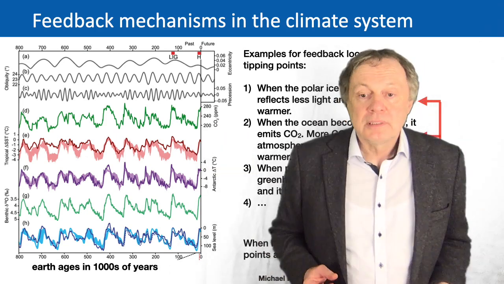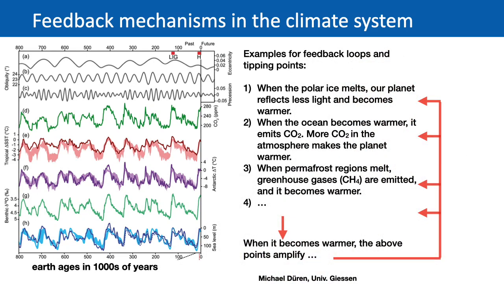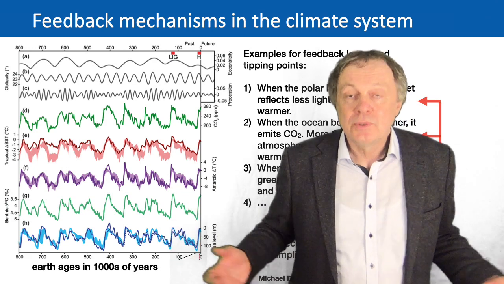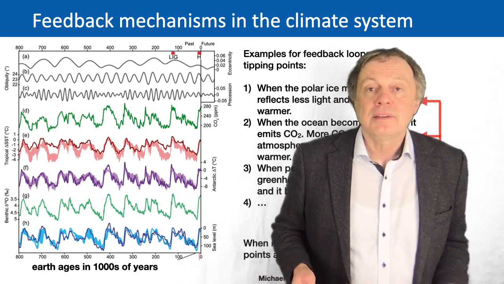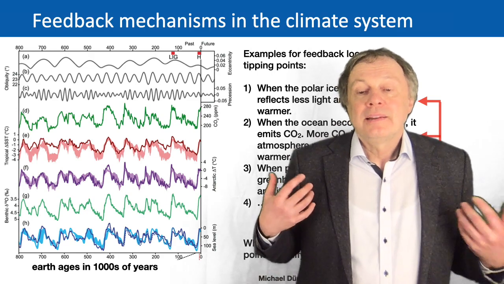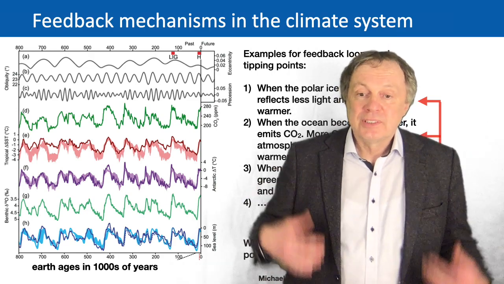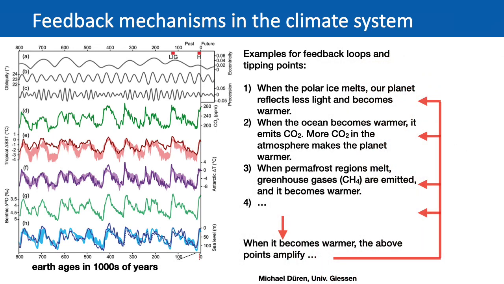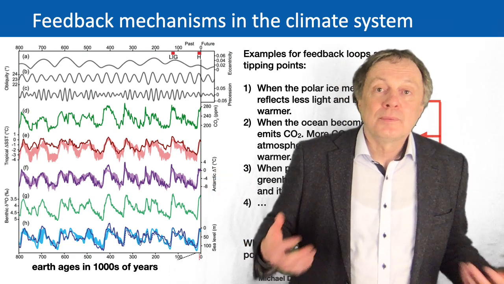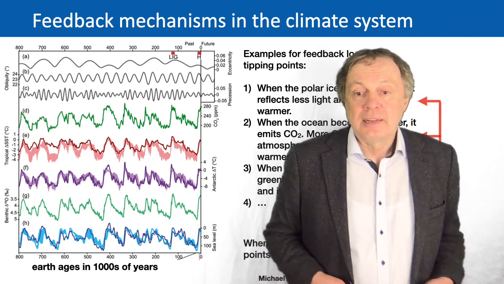Here are three examples. When, for example, the polar ice starts to melt, then the albedo of our planet changes, which means that less light is reflected, because the white snow reflects a lot of the light. And if there's less light reflected, then the Earth becomes warmer. And of course, if the Earth becomes warmer, then the ice is melting faster. So there's a positive feedback loop. The more ice is melting, the warmer it becomes, and the faster the ice is melting.